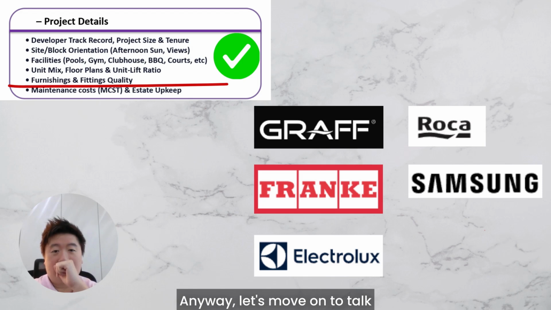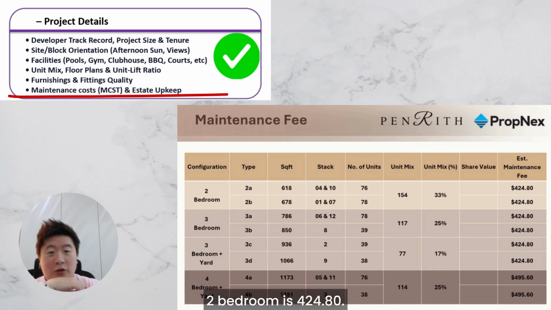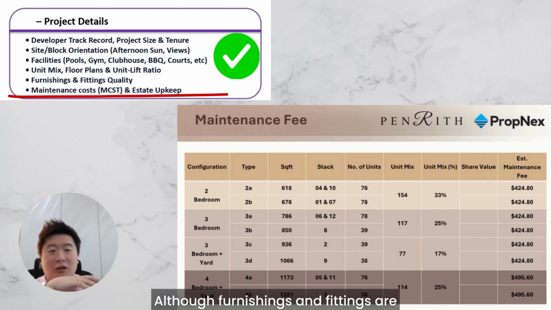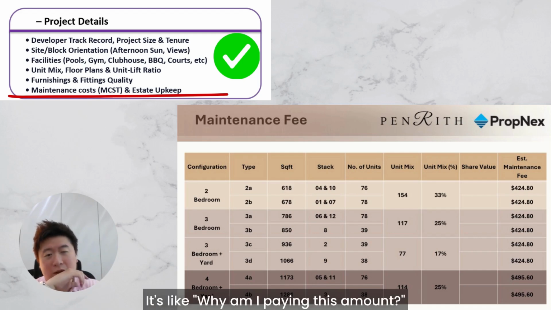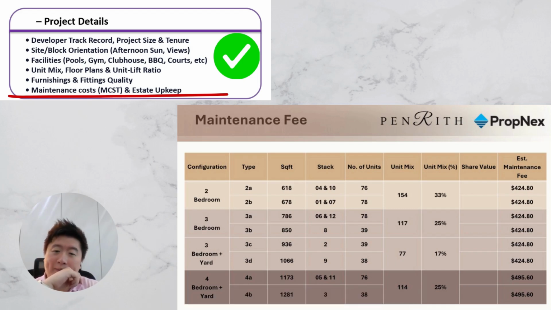All right. Anyway, let's move on to talk about the maintenance cost. The maintenance fee is actually a little on the high side. 2 bedroom is 424.80. And when you think about the facilities and furnishings that they're providing you, although furnishings and fittings are not part of the maintenance per se, at least the common facilities, right? It's like, why am I paying this amount? Especially if you are buying 2 bedroom. So this is not ideal.